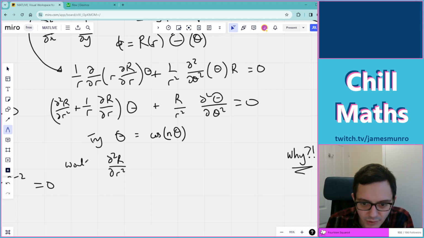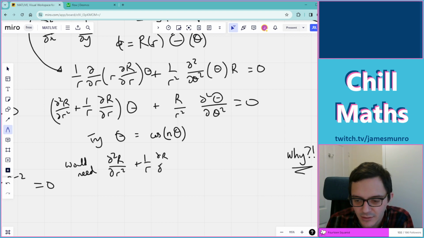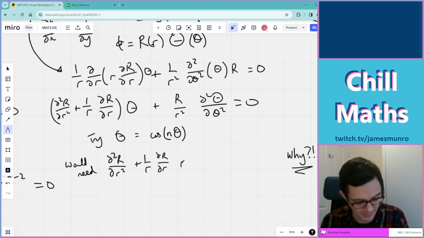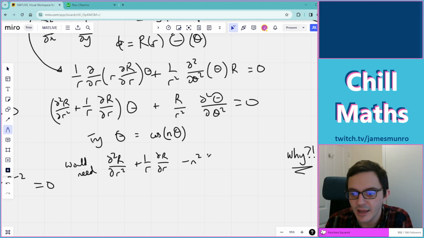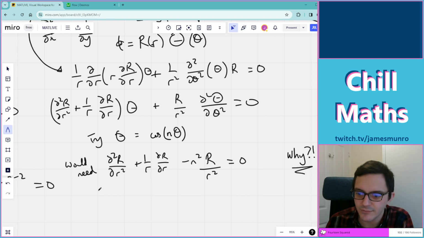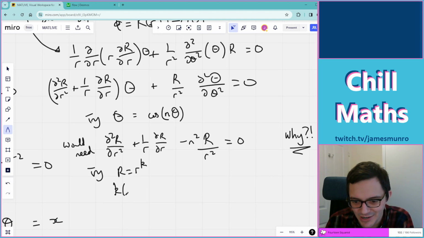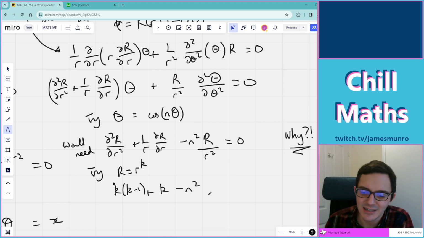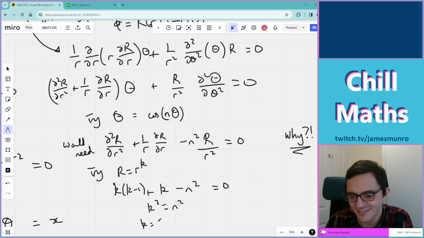So you're not quite done, because you need this thing and this thing, minus n squared r over r squared, to be 0. But you can solve that in a similar way, right? We did something like this a second ago. You try r to a power, and it falls out really nicely. I think, oh brilliant, this is actually really nice, right? This just says that k squared equals n squared, so k should be plus or minus n.